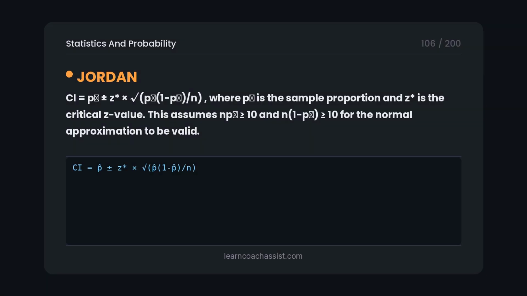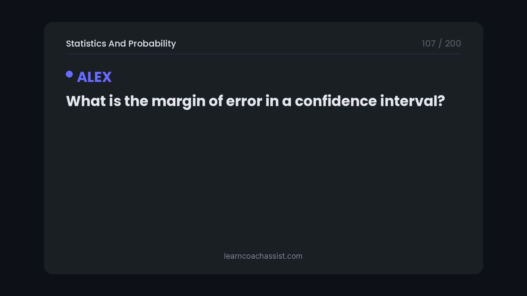CI equals p̂ plus or minus z* times the square root of p̂(1 - p̂) / n, where p̂ is the sample proportion and z* is the critical z value. This assumes np̂ is greater than or equal to 10 and n(1 - p̂) is greater than or equal to 10 for the normal approximation to be valid. What is the margin of error in a confidence interval?